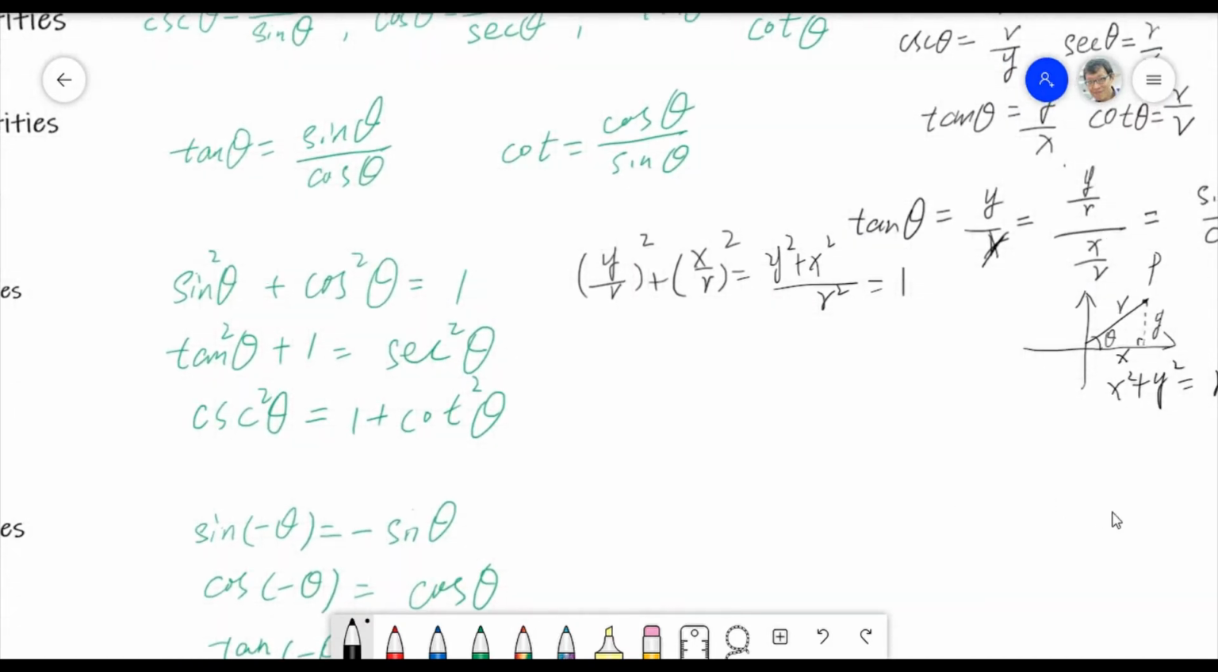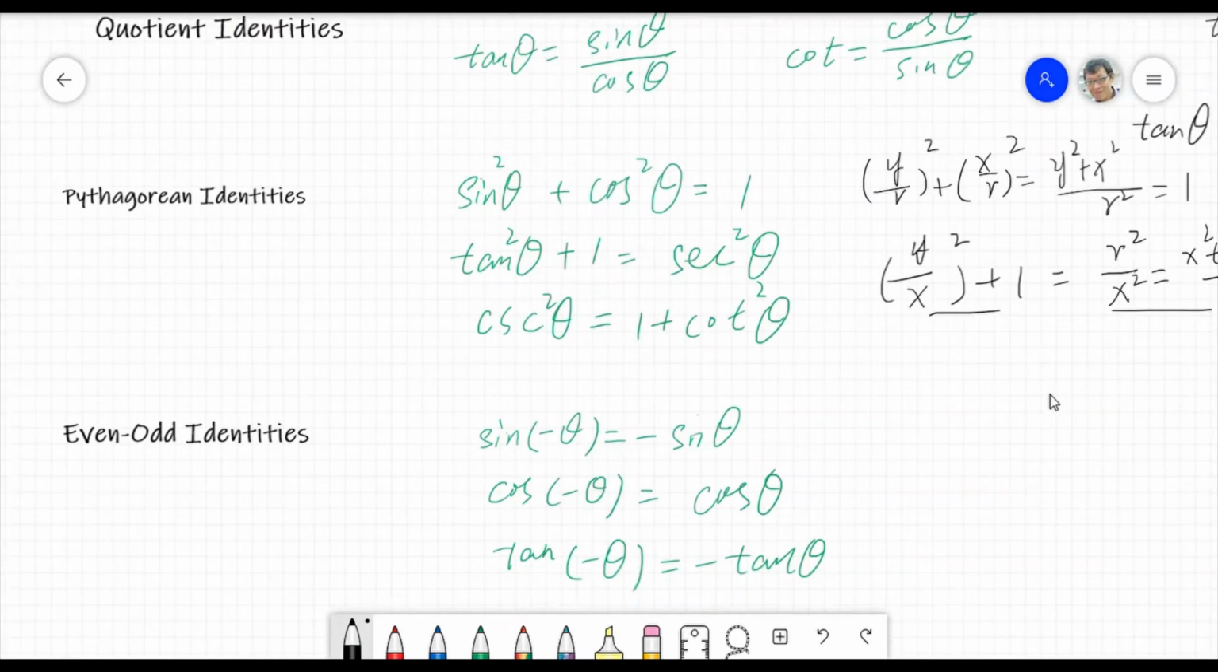How about this one? Tangent squared plus 1. What is tangent? Tangent is y divided by x, squared, plus 1. What is secant? Secant is the reverse of cosine. Cosine is x over r, so here it is r over x, squared, right? So r squared equals x squared plus y squared over x squared. Left equals right, right? So in the same way we can get the third one.